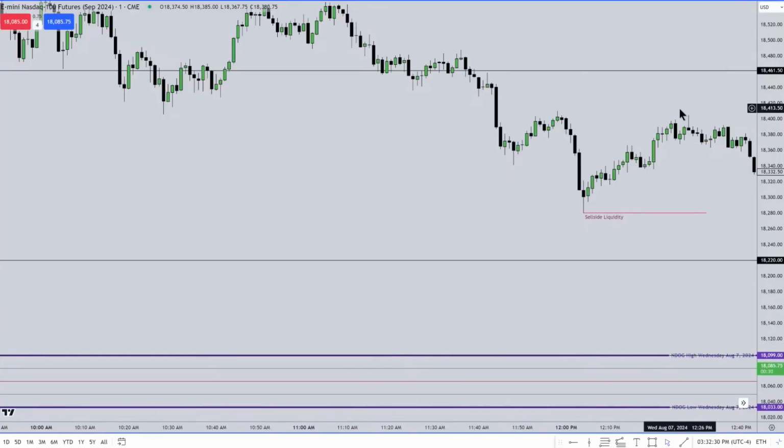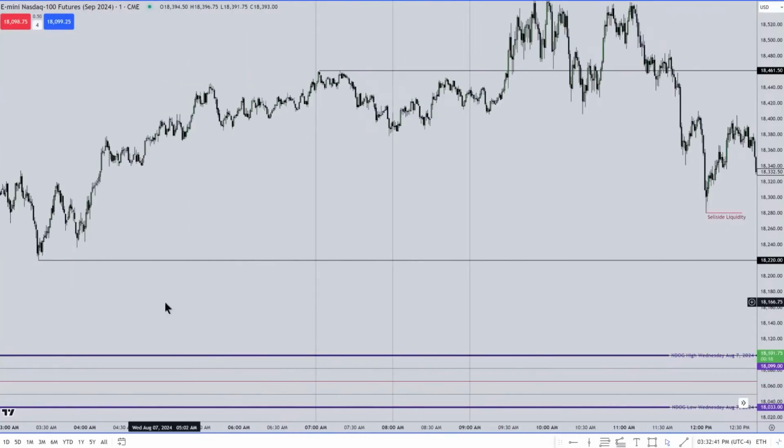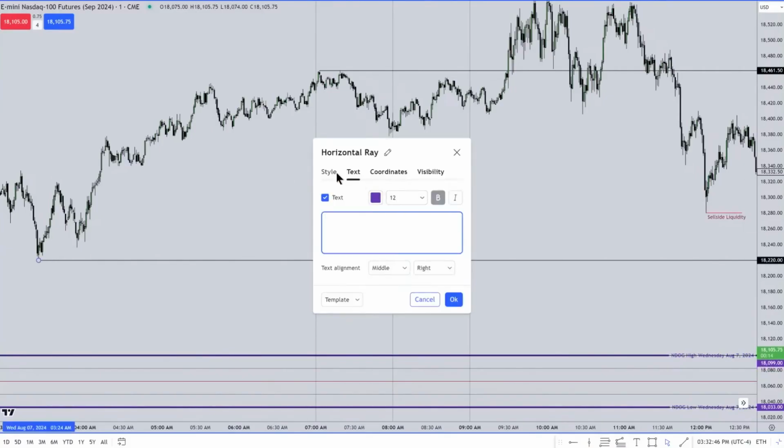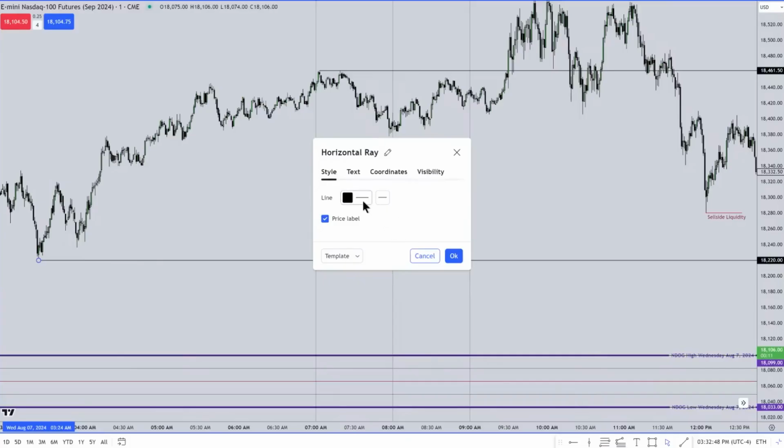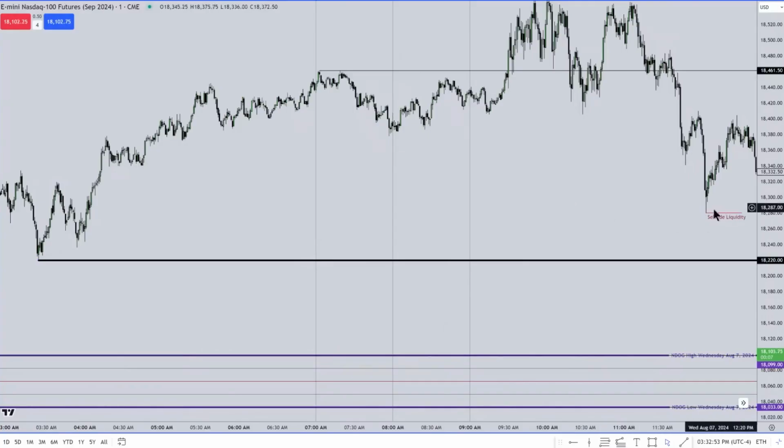How do you know that, ICT? Experience. The fact that this is still likely to happen. And think, what's over here in the London session? That low. There. So we have this low, and this. So what is that? That's three things. That's heavy factors on wanting to see price draw to it.